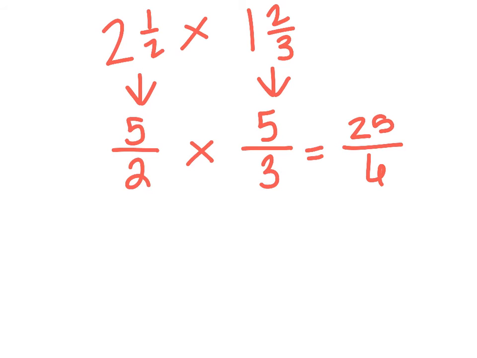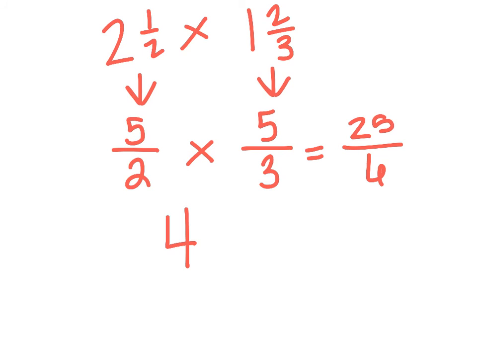I ask myself, how many times does 6 go into 25 without going over? I know that 6 times 4 is 24, and anything more than that would go over. So I know there are 4 whole groups of 6 in 25, and 4 groups of 6 are 24.